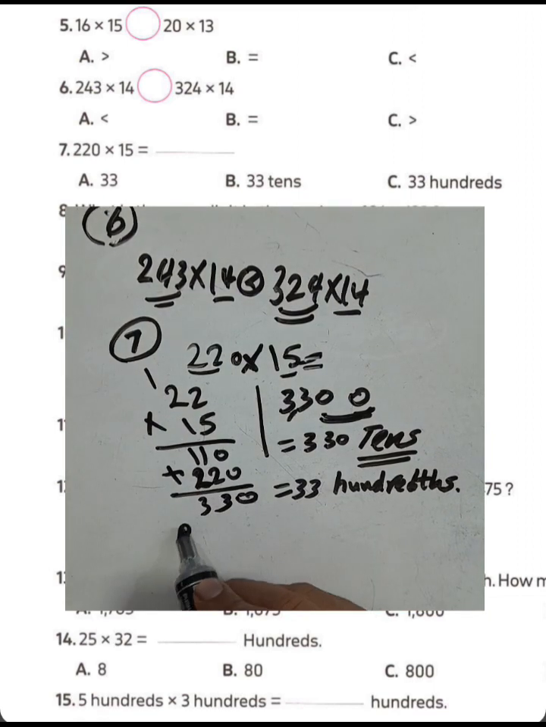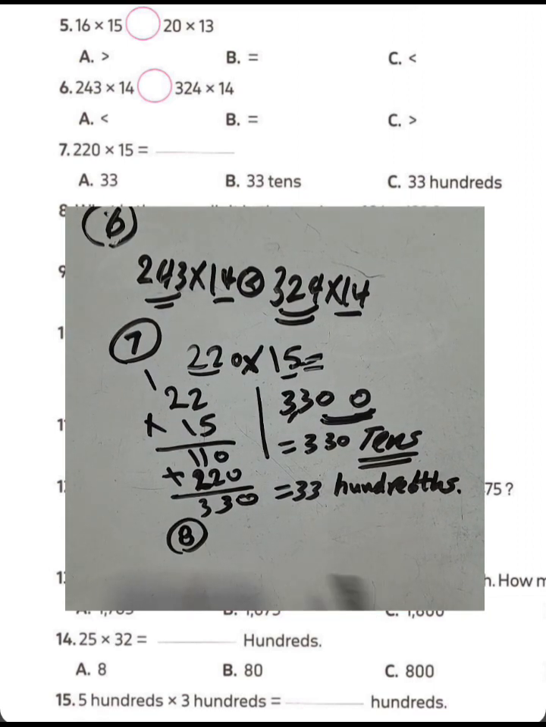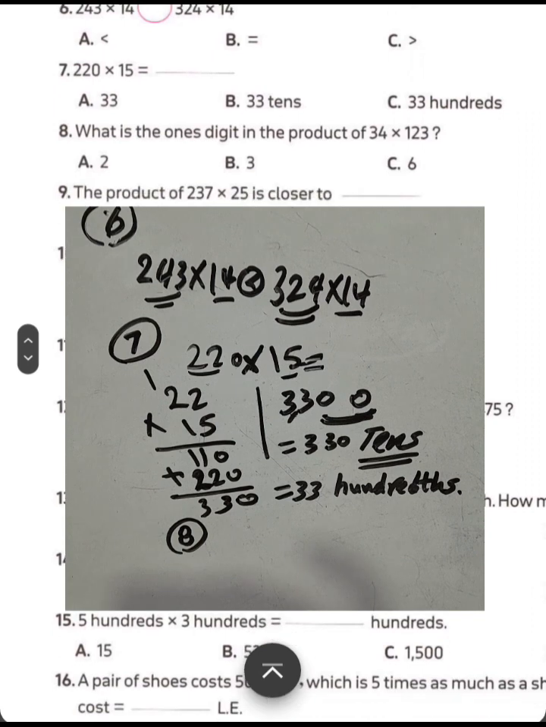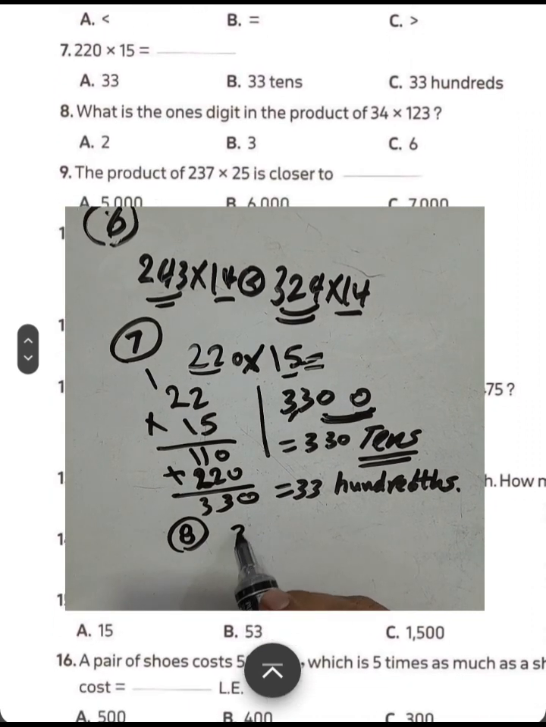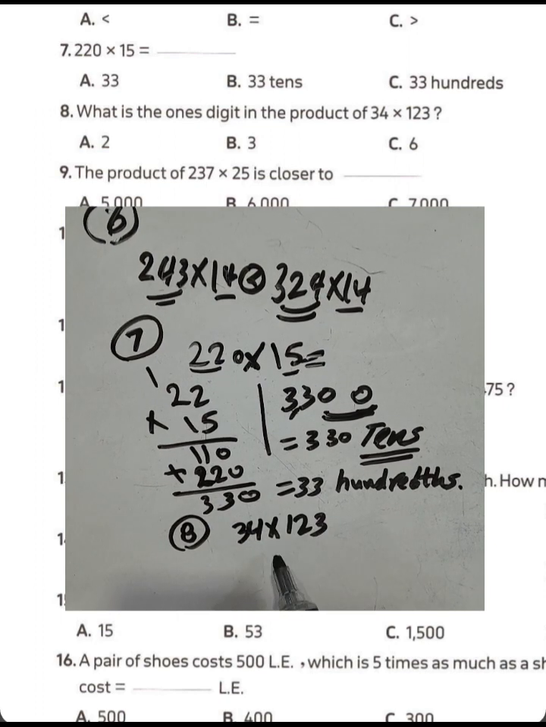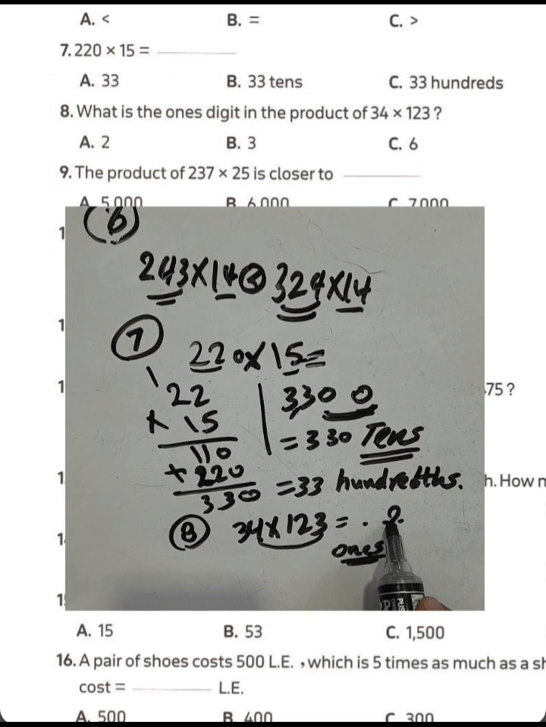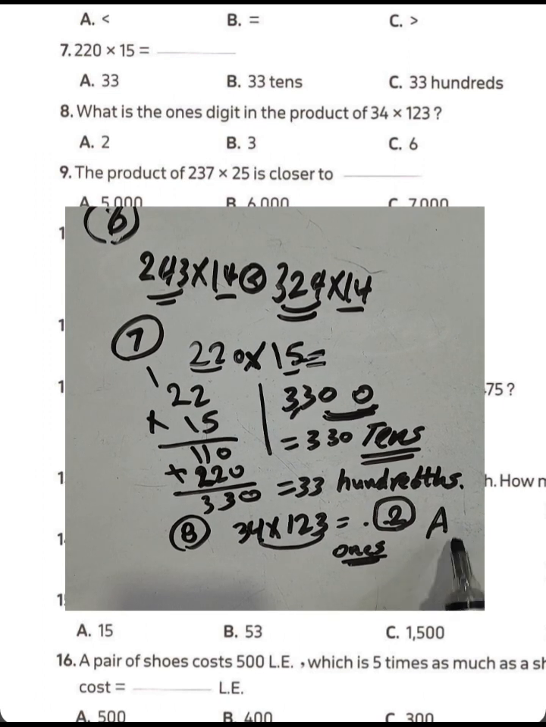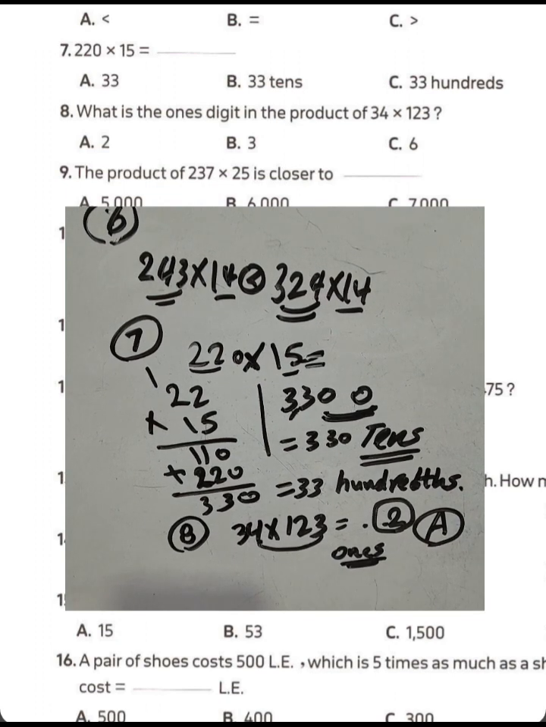Next question, question 8. What is the ones digit in the product 34 times 103? He asked about the ones digit. It will be what? It will be 2, because 3 times 4 equals 12, 2 and carry up 1. Then the ones digit here will be equal to 2. Okay, choose letter A about question 8.